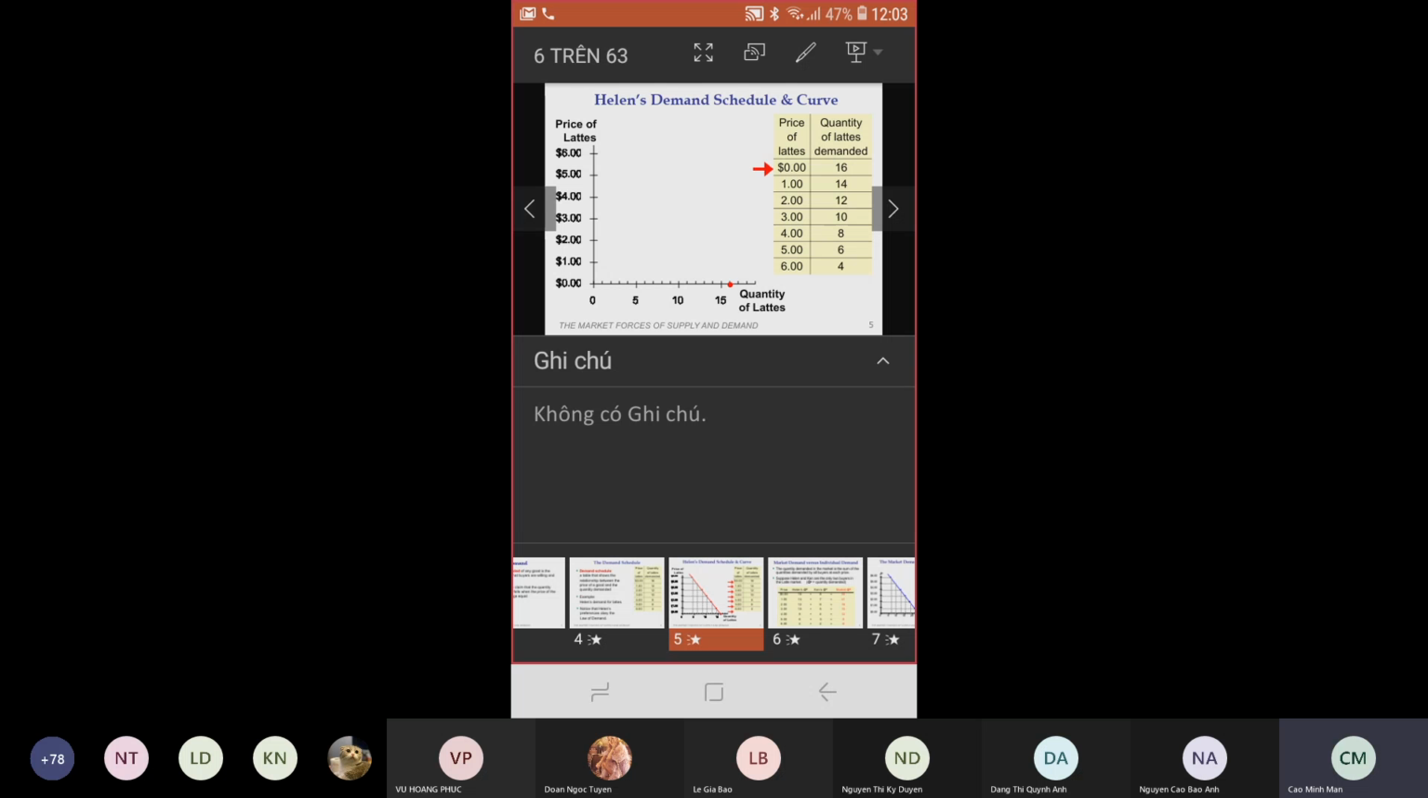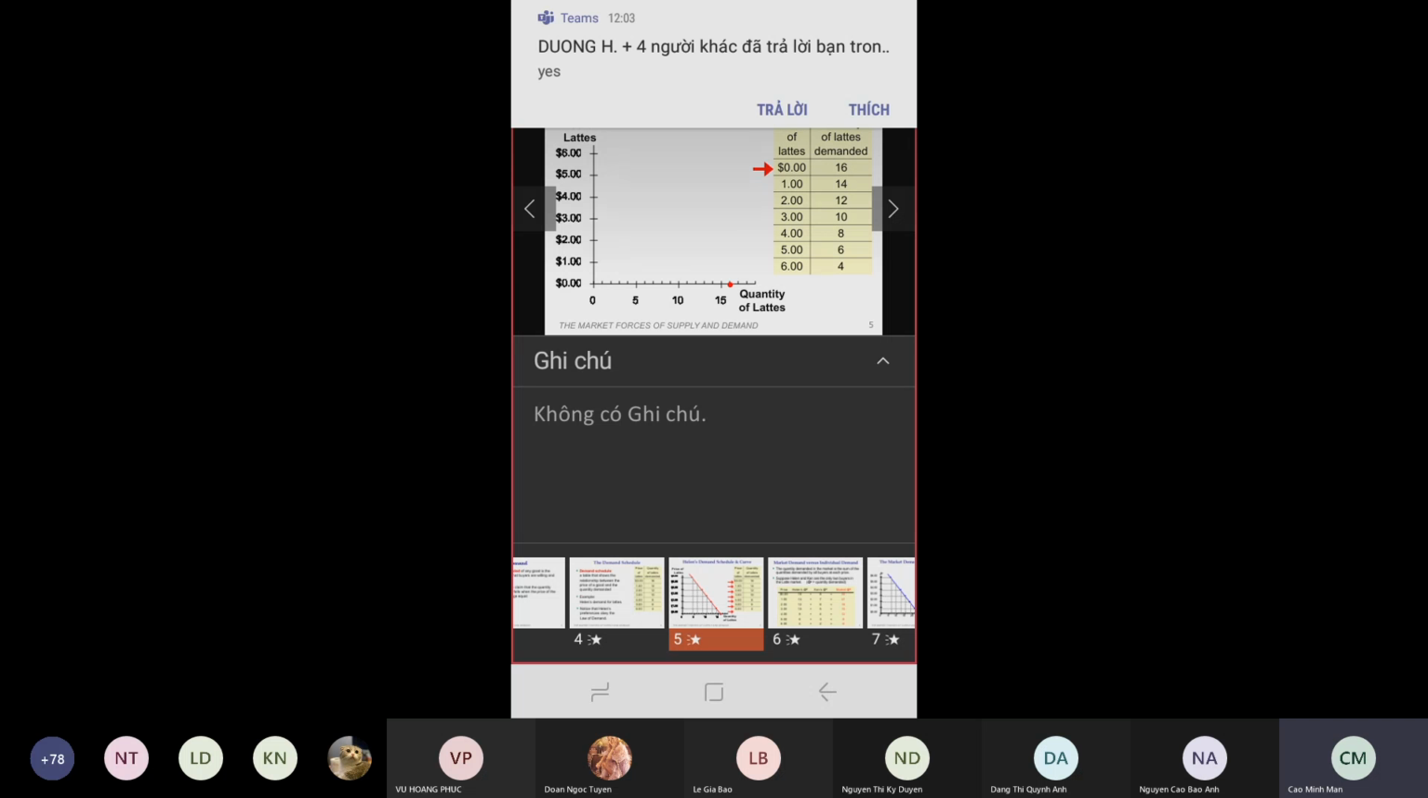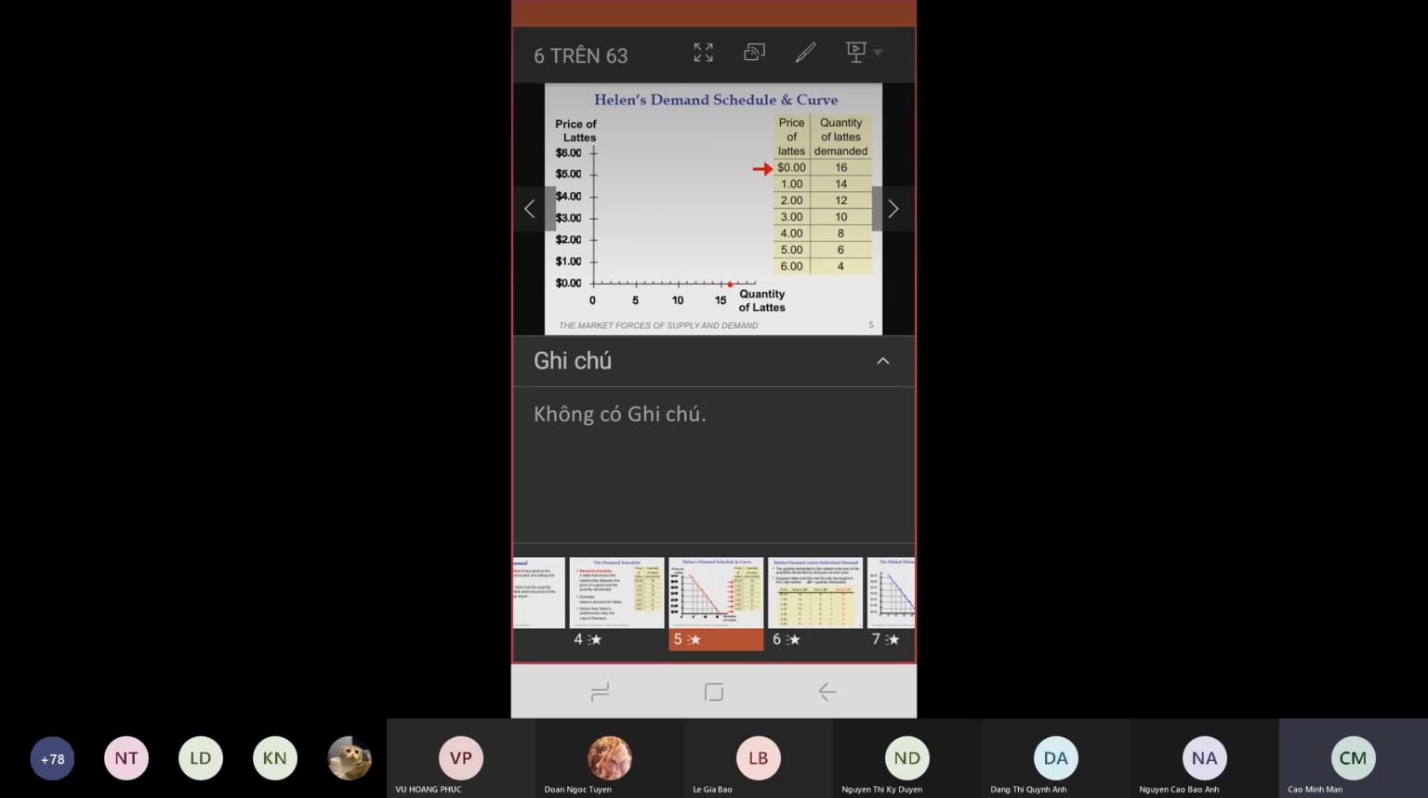Do you see the red point? The first red point on the horizontal line? Do you see that? The red point. Yes. Thank you. What does it mean? It means when the price is very, very low, zero, demand is higher than 15 cups of latte.